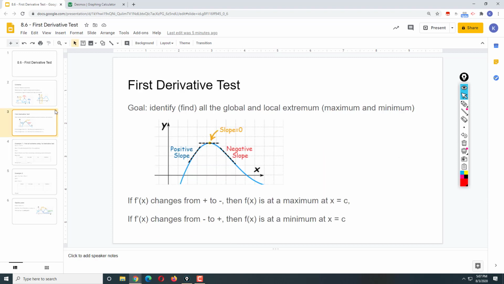Okay. So the first derivative test can be used to find all global and local maximum and minimum. For example, if the derivative changes from positive to negative, so on the left-hand side it's going up, on the right-hand side of a point it's coming down, then we know it's a maximum. If the derivative changes from negative to positive, so on the left-hand side it's coming down, on the right-hand side it's coming up, then we know we have a minimum. Let's look at two examples.